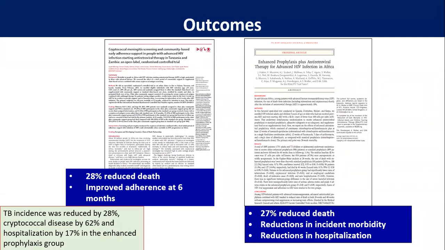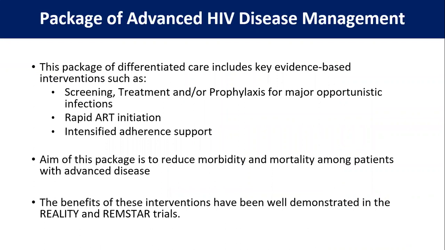Now, let us know the components of the advanced HIV disease management package. The package is based on evidence generated by different meta-analyses and all those studies that we went through earlier. First is screening, treatment, and or prophylaxis for major opportunistic infections, then rapid ART initiation, and intensified adherence support. All these are aimed at reducing morbidity and mortality amongst PLHIV with advanced HIV disease.